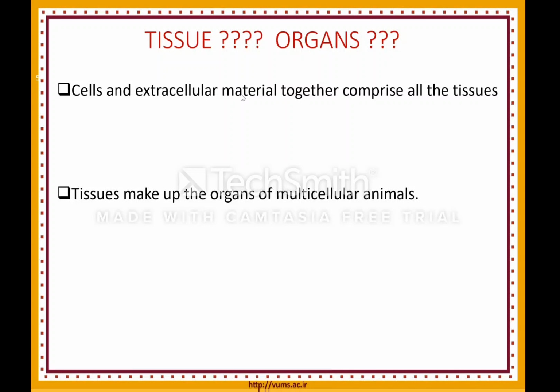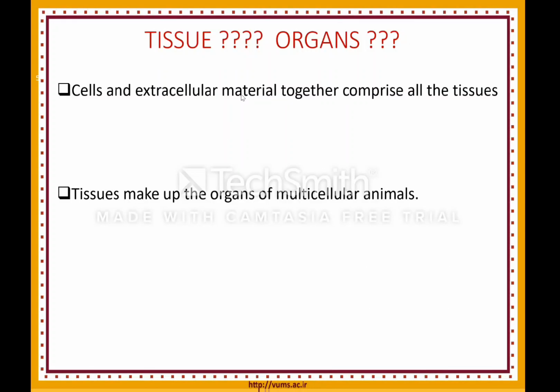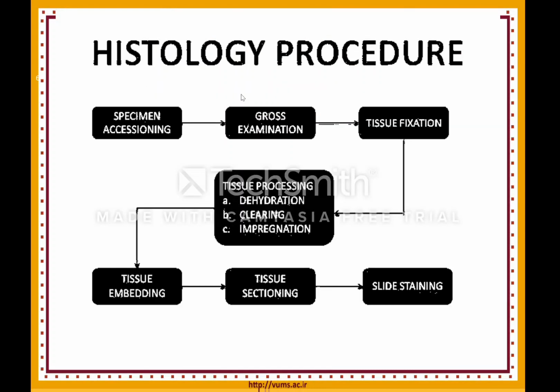When some cells and ECM, or extracellular matrix, comprise together, the cells that have the same structure and same function, this is very important. These cells and the extracellular matrix together comprise the tissue, and the tissue makes up the organs, and finally organs form different systems. At first, we should know how we can prepare tissue or cells to be able to study them under a microscope.